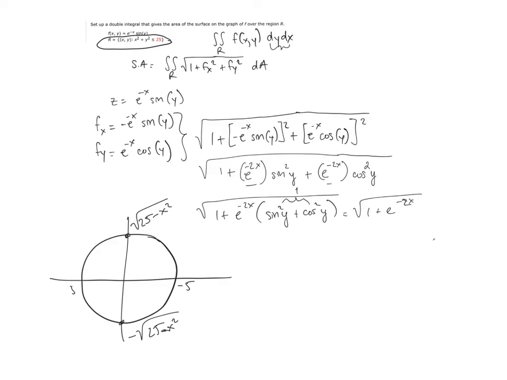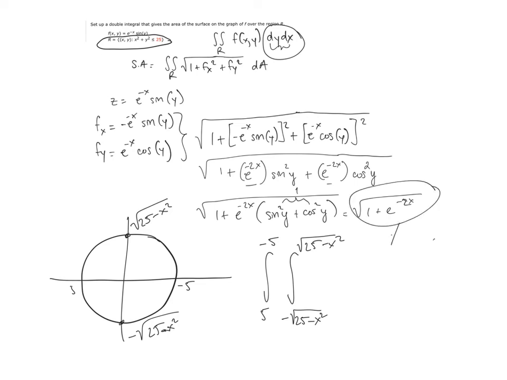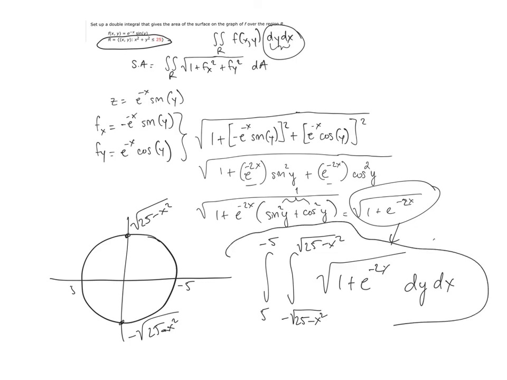Okay, they want it to be dy dx, so your integral with respect to x is going to be from negative 5 to 5, and your y will go from negative square root of 25 minus x squared to square root of 25 minus x squared. And the inside of the integral is the square root of 1 plus e to the negative 2x, dy dx. So now this is your integral.